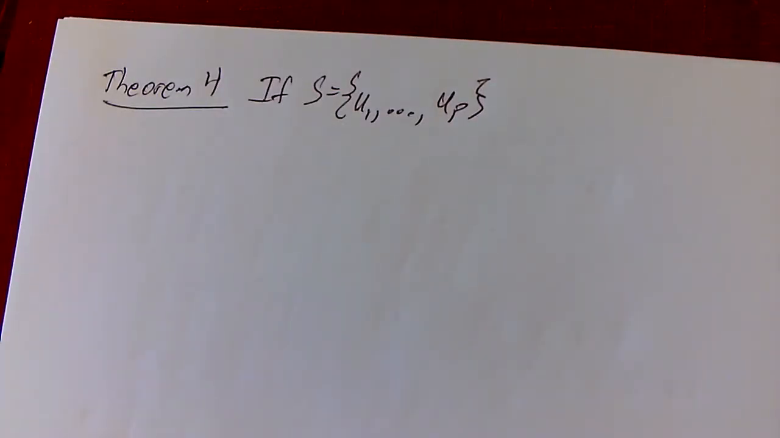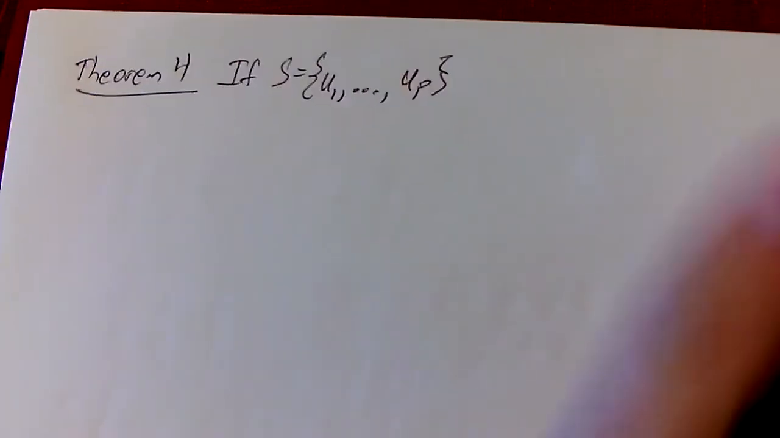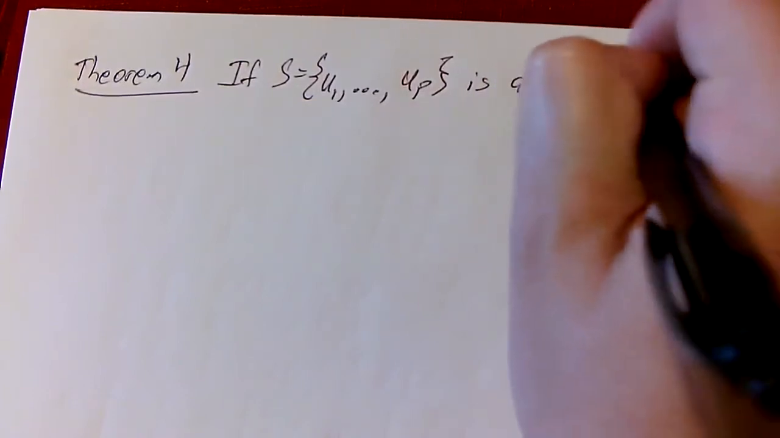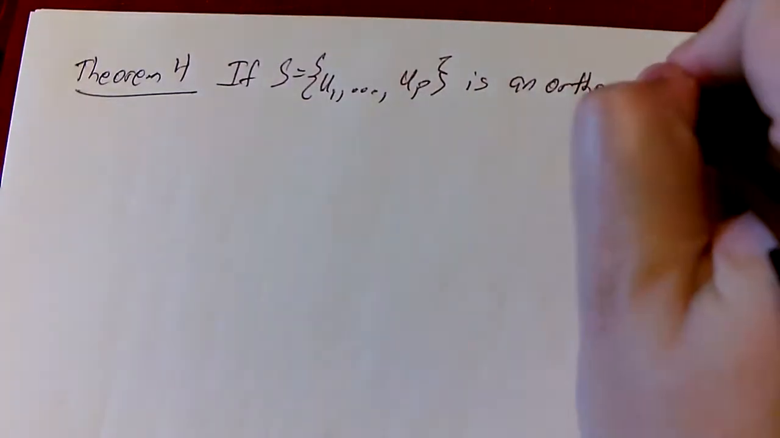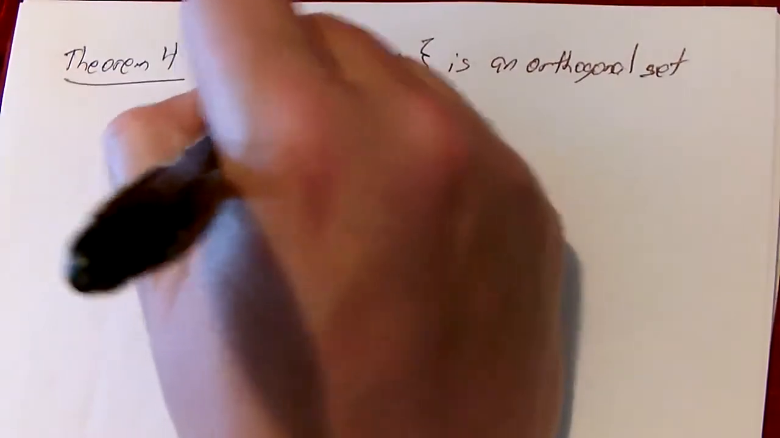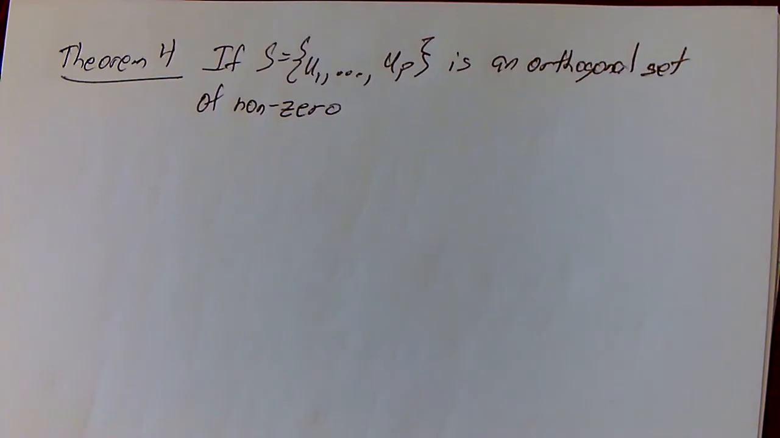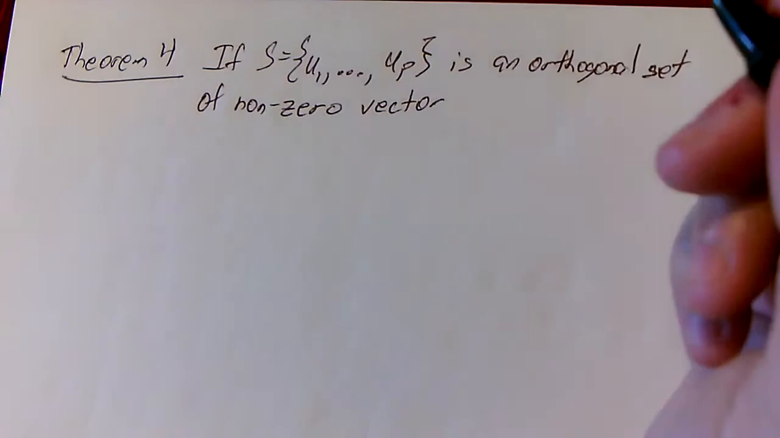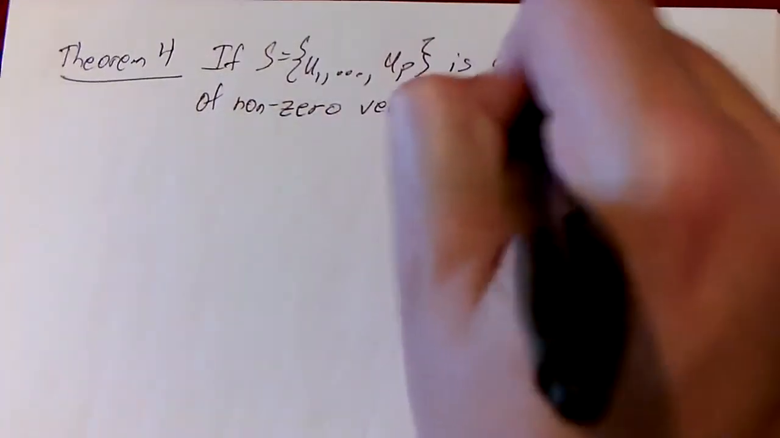So if I have a set u1 through up that is an orthogonal set of non-zero vectors in Rn, notice I did have to add that caveat. I didn't have that before in my setup properties. I do have to add that it's a non-zero vector, because the 0 vector is orthogonal to everything, since the dot product with 0 is going to be 0.